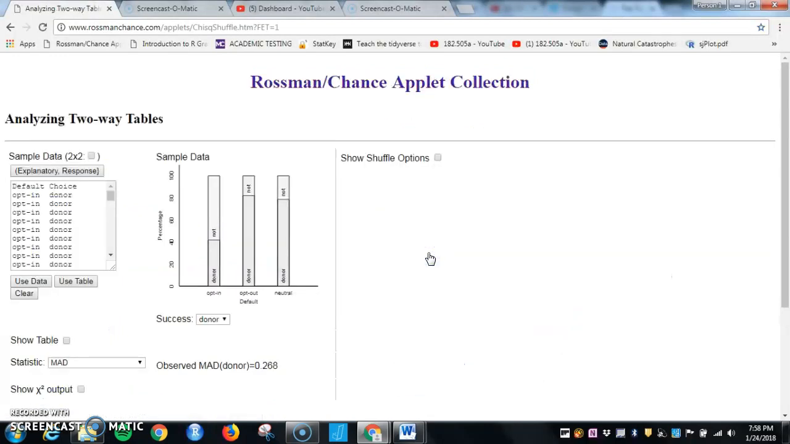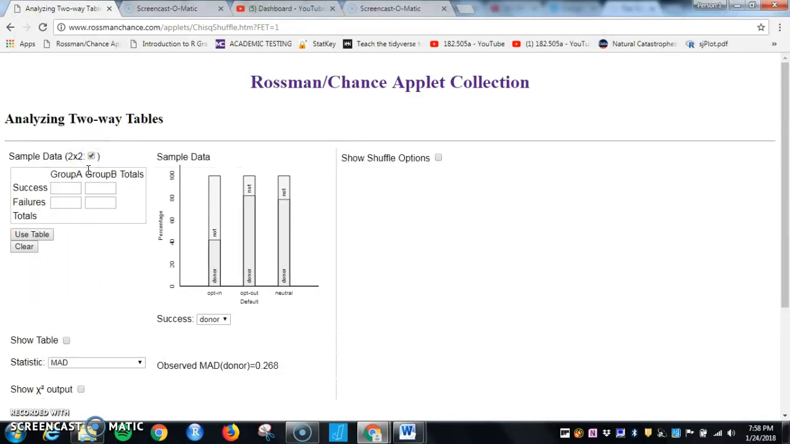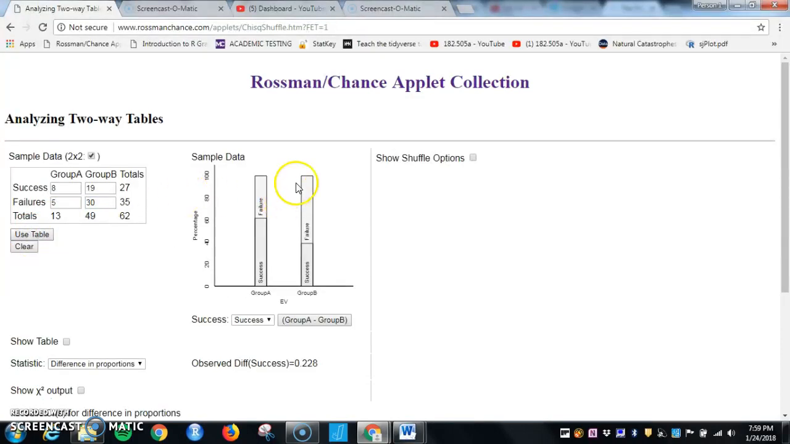If you click that, we're going to pick sample data 2 by 2. And the success was E. coli, liver tumor with E. coli was 8. And for the germ-free with liver tumor, it was 19. For no liver tumor with E. coli, it was 5. And for no liver tumor germ-free, it was 30. So we can click Use Table, and you can see there's the table.